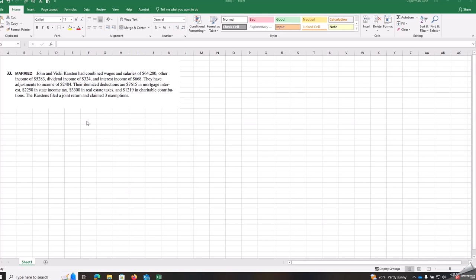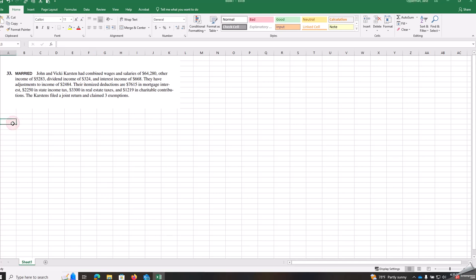They have adjustments to their income of $2,484, and then their itemized deductions are $7,615 in mortgage interest, $2,250 in state income tax, $3,300 in real estate taxes, and $1,219 in charitable contributions. They file a joint return, they're married, and they have 3 exemptions.